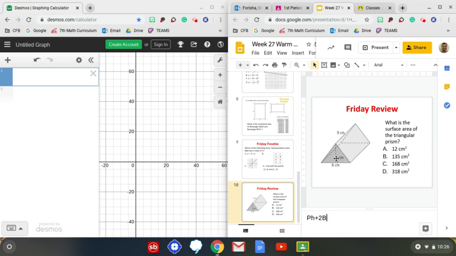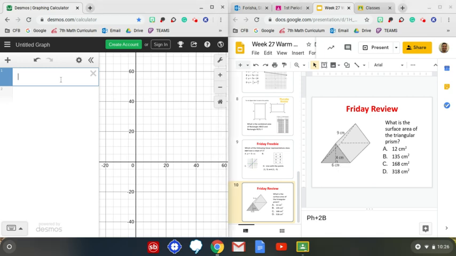3 squared plus 4 squared. 3 times 3 is 9. 4 times 4 is 16. 9 plus 16, 25. The square root of 25 is 5. So that side length is 5. So now, perimeter of the base, 6 plus 5 plus 5. Well, that's 10, I'm sorry, I got ahead of myself. 5 plus 5 is 10, plus 6 is 16, and then the height of the whole thing is 9.